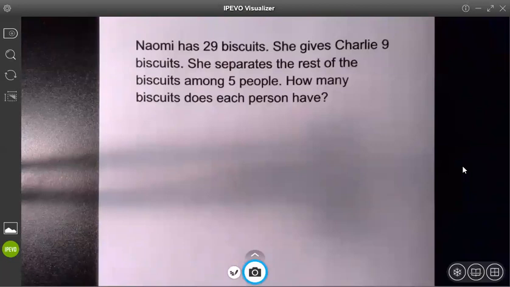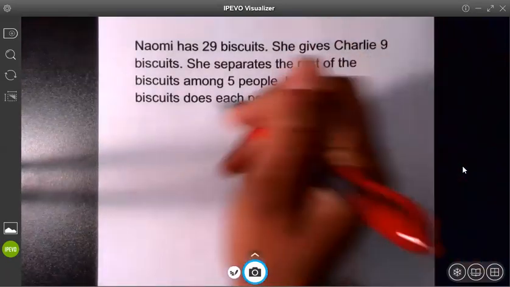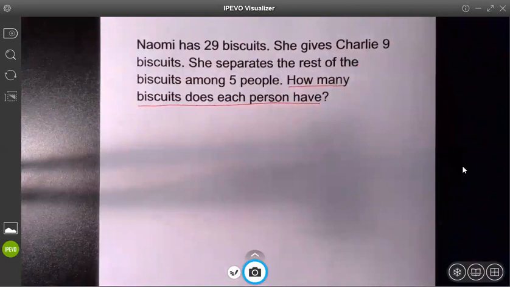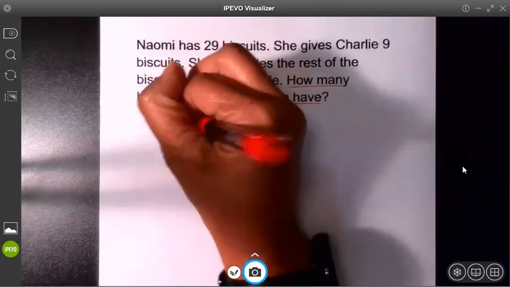So the first thing that we should do is underline the question. Why should we underline the question? Because we have to make sure that we answer the question for this word problem. And the best way to do that is also to write a sentence stem that goes with the question. So our question says, how many biscuits does each person have? Well, a good sentence stem would be, each person has blank biscuits. So I'm going to go ahead and write that down.